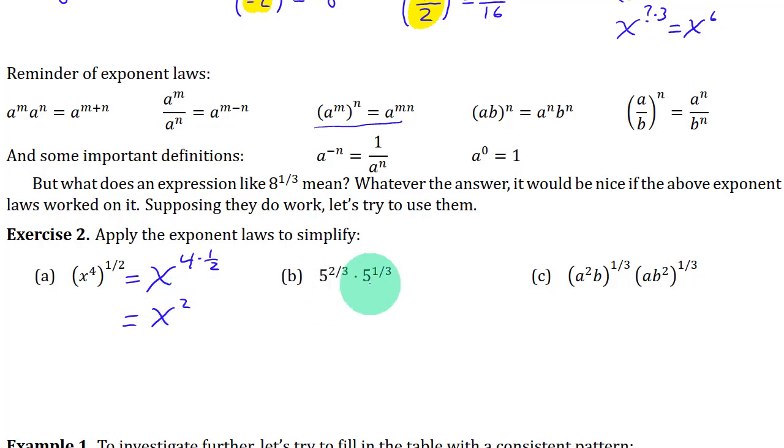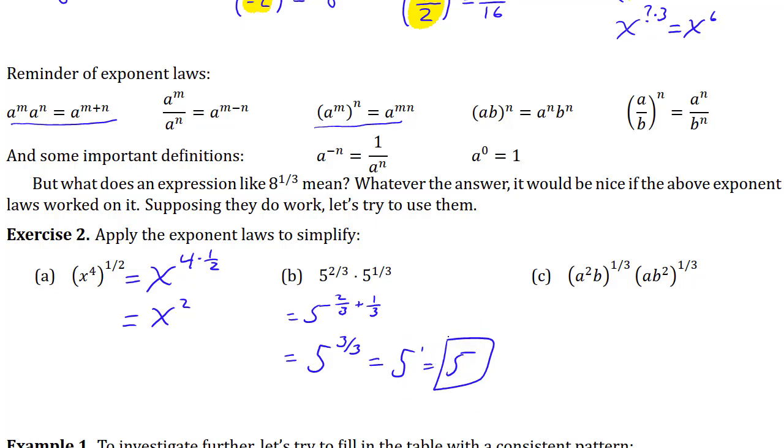If you have 5 to a power times 5 to a power, the base of these, the 5, is the same in each one, but you have different exponents. That looks like this first rule. So this is going to become 5 to the power 2/3 plus 1/3. 2/3 plus 1/3 is 3/3. And 3/3 is 1. So this just gives you 5 to the power 1, which is just 5. Okay.